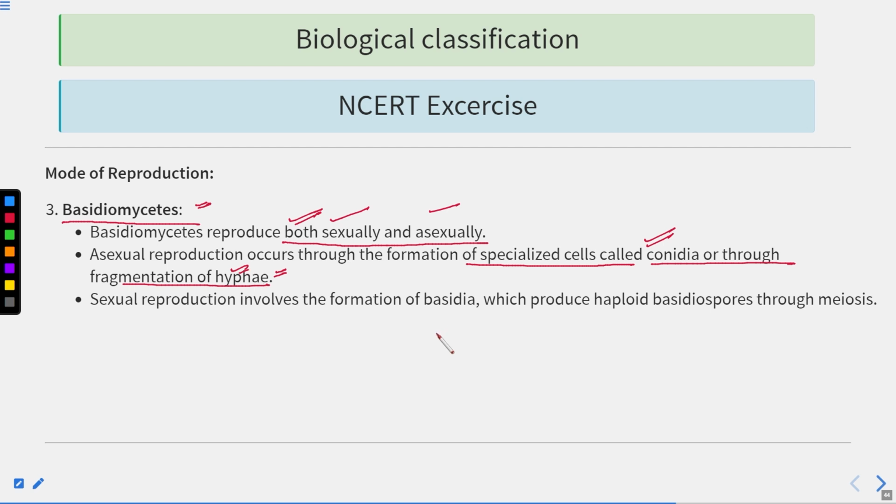Sexual reproduction involves the formation of basidia. Now this is the basidiomycetes. So they form the sexual spores, called basidiospores, which are haploid and produced on the basidia through the process of meiosis.